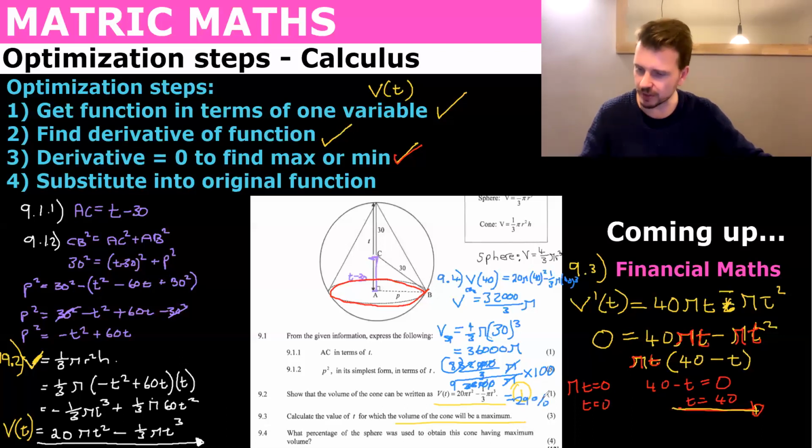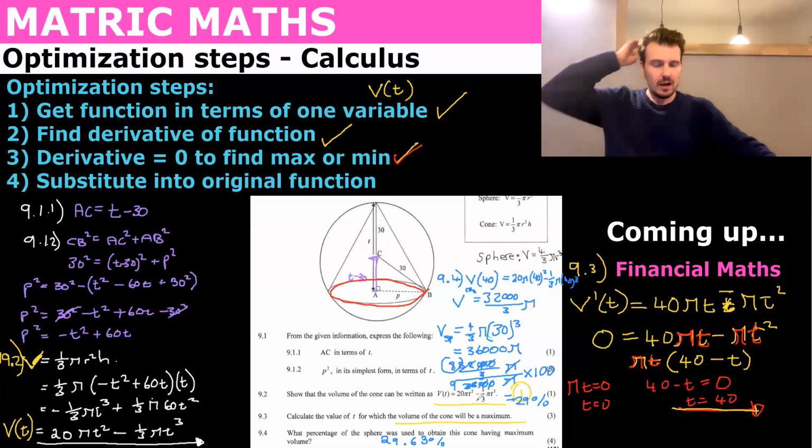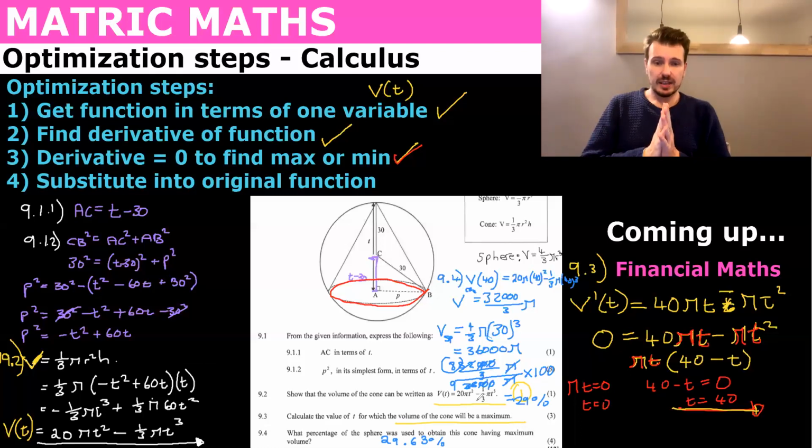Or 29.62. So we'll just say, what percentage? We'll say 29.6, let's make it 30%. Okay, so that is the final answer for your 9.4.